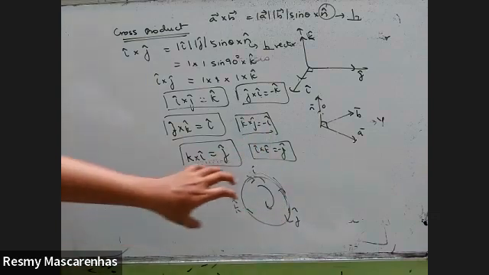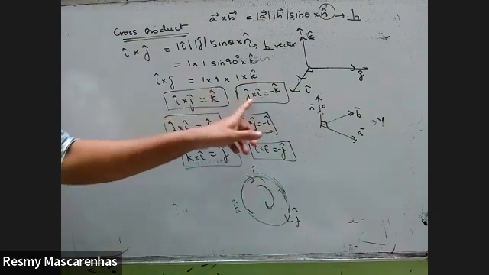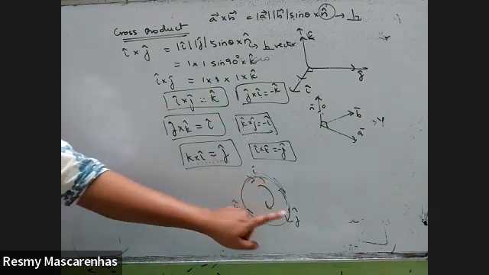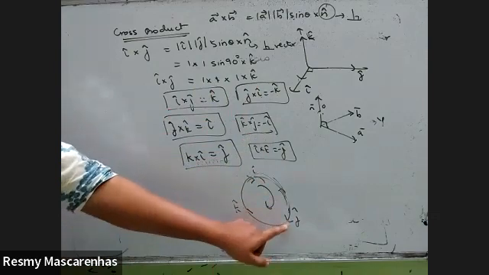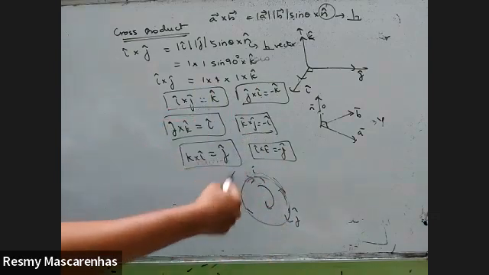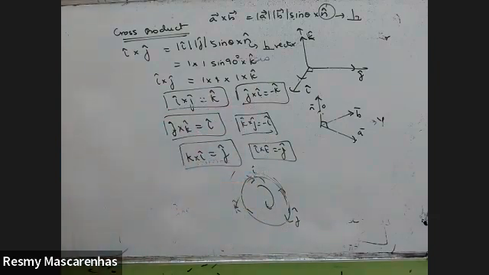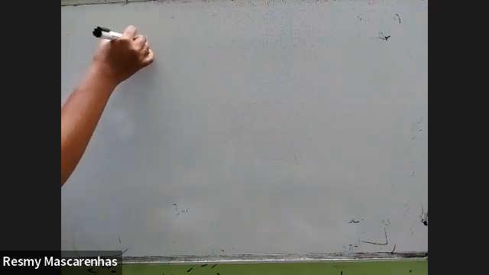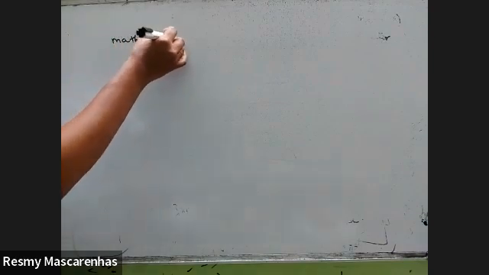So this is how just one simple diagram can tell you all the formulas. So i cross j will be equal to k. k cross i will be equal to j. And j cross k will be equal to i. In the same direction, all positive; ulta means negative. Mathematical form of cross product.